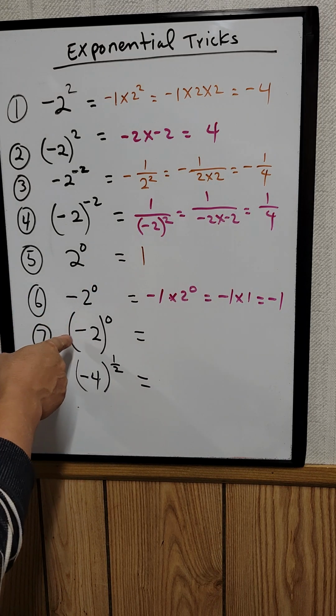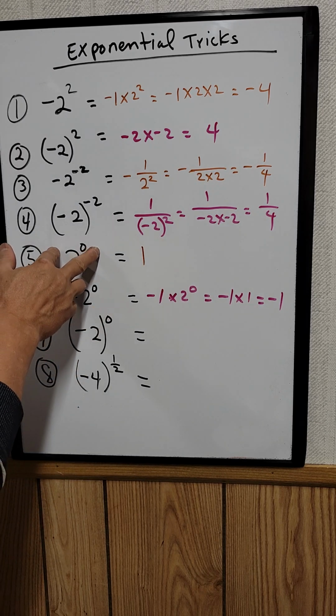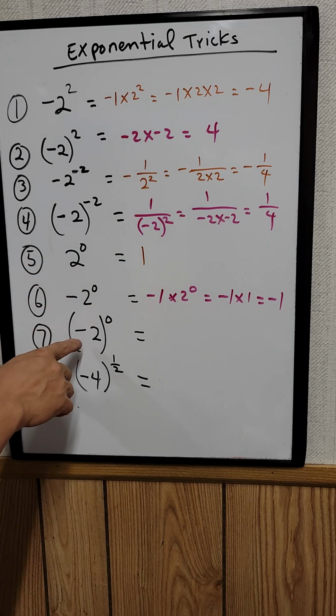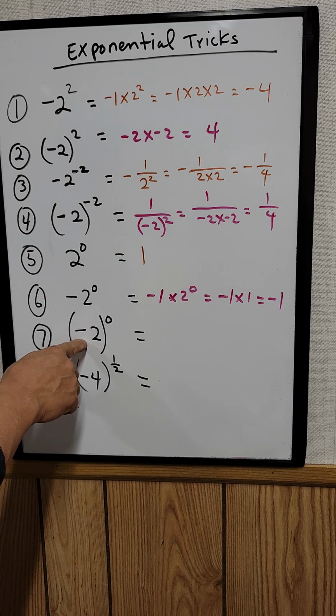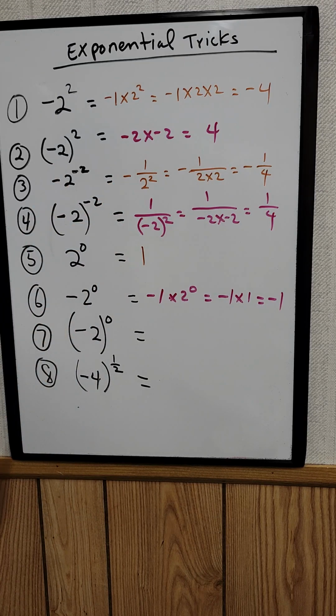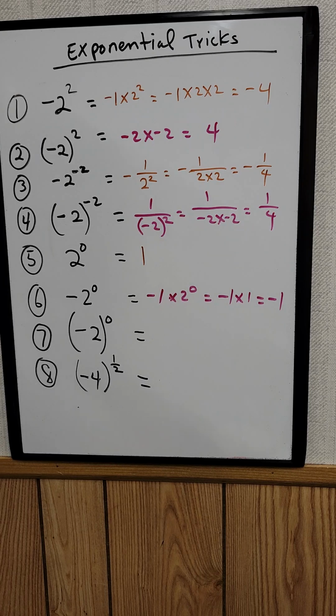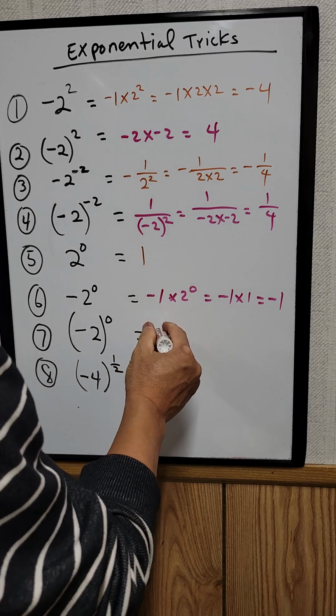How about this one? Negative 2 raised to 0 power. So it's the same thing as right here. Anytime you have a number except 0 raised to the power 0, it is always equal to 1. So this is equal to 1.